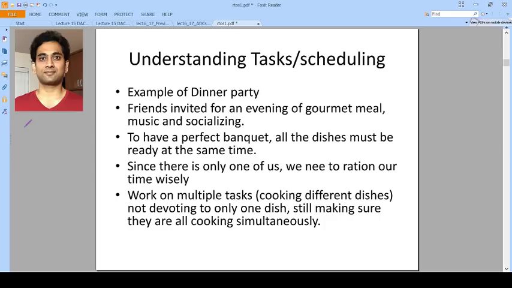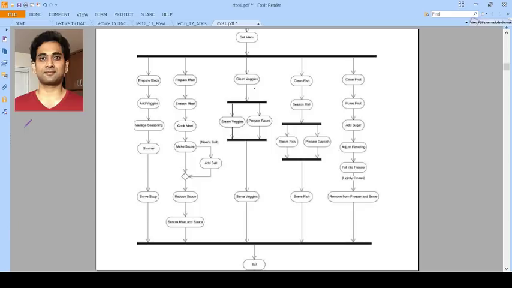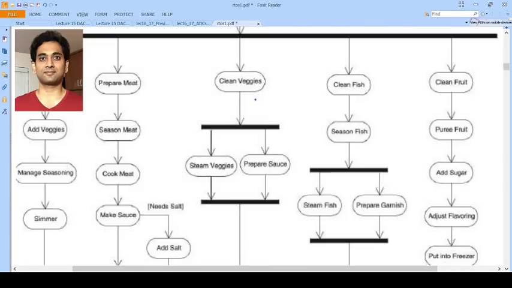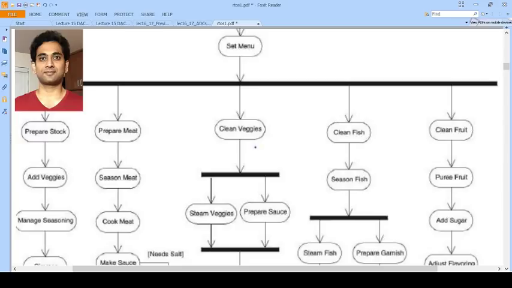You want to make sure that all the dishes are available and ready at the same time. But there is only one of you cooking and preparing these dishes. You have to ration your time wisely. So let's look at a flow chart for how your task might look like. You want to start by setting the menu, and then there are different courses.